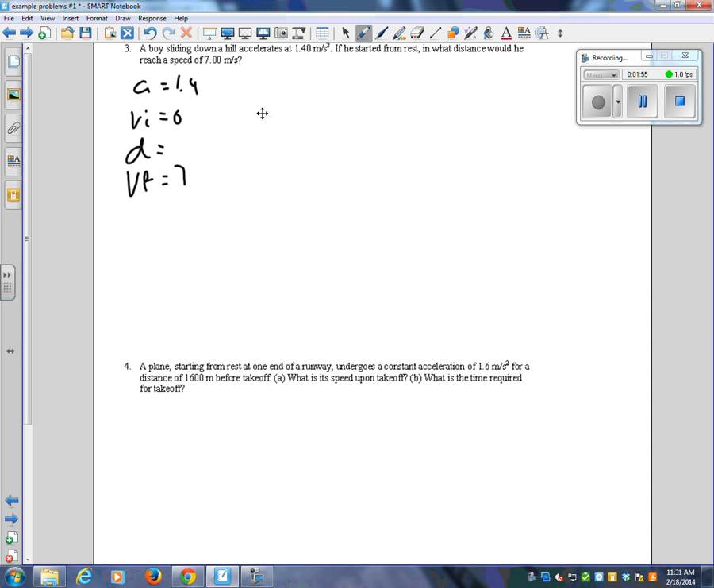Yeah. So when you see something like this, you go, hey, this is good because this is a single step question. VF squared equals VI squared plus 2AD. Right? So the final velocity here is 7 squared. And remember, I highly recommend putting the numbers in the formula before you do any manipulation.